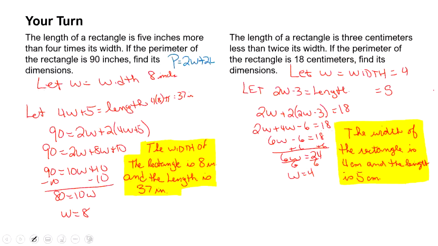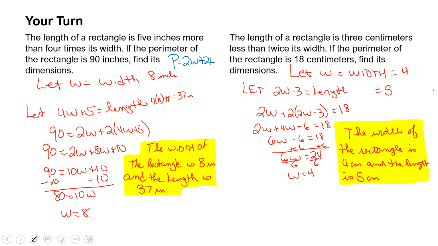All right, so here we go with our answers. Again, perimeter is 2W plus 2L. So we're always letting W equal the width in these types of problems. Just makes more sense. So we let the first one, W equal the width, 4W plus 5 equal the length. It had to equal 90 inches for the perimeter. So we set up our equation, 90 equals 2W plus 2 times 4W plus 5. We did all our math. We found out that the width was 8 inches. Plugged that into the equation that we had for the length, and we found out that the length was 37 inches.